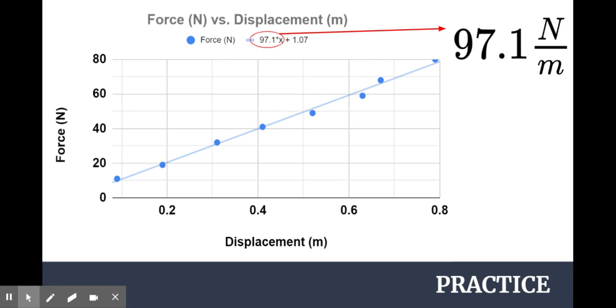This is not perfect, but you should have gotten somewhere around 97 newtons per meter. Okay. If you were off just by a little bit, that's okay. This best fit line is not perfect, so I'd expect your answers to probably be a little bit off of this. But if you're pretty close to the 97, we'll call that good.